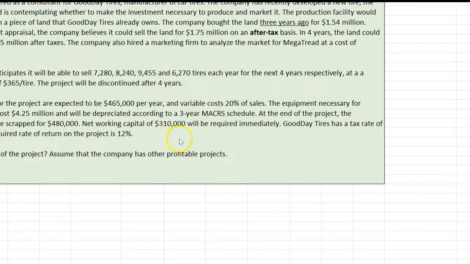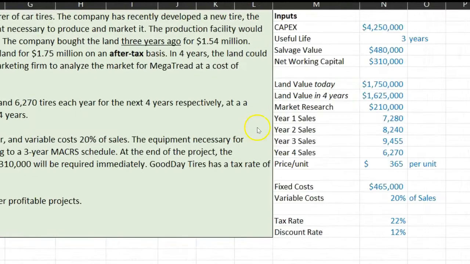Now, to do this, I'm going to do two things. First, for convenience purposes, I'm going to write down all the inputs or all the numbers that are given to me separately. So that is exactly what I'm doing over here. I've written down all the numbers that are given, like capital expenditure, $4.25 million. So I've written that down. The useful life, the project is going to last for 4 years, but the useful life is 3. Why? Because it's going to be depreciated based on a 3-year MACRS schedule.